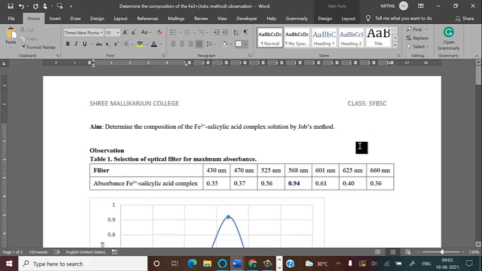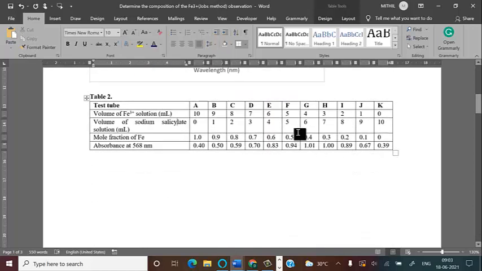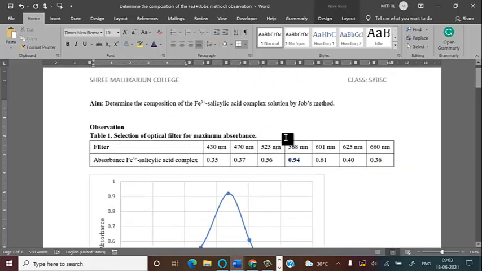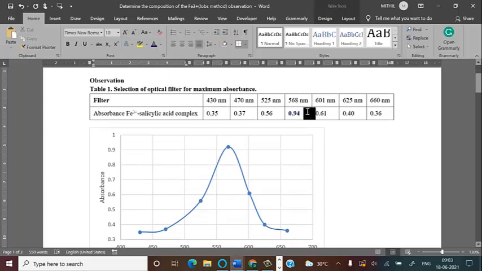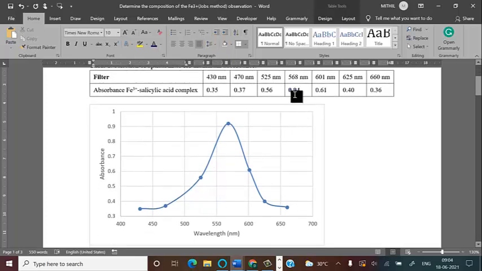So we have taken some concentration and measured the absorbance at different wavelengths, and we found that for the Fe salicylic acid complex the absorbance was maximum at 568 nanometer. That is 0.94 absorbance.